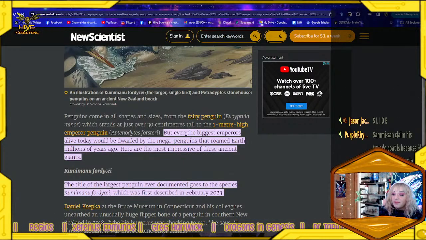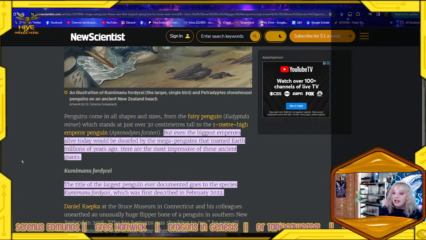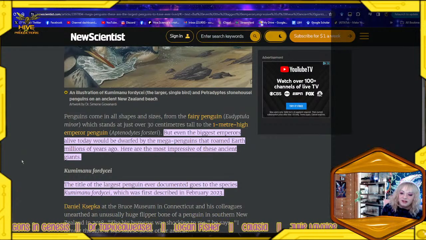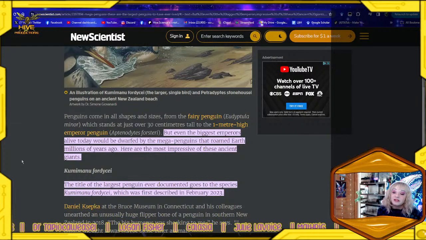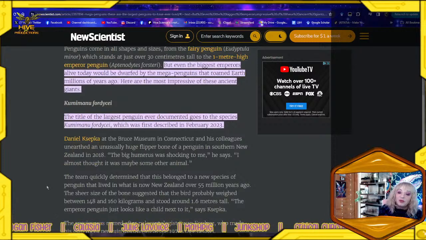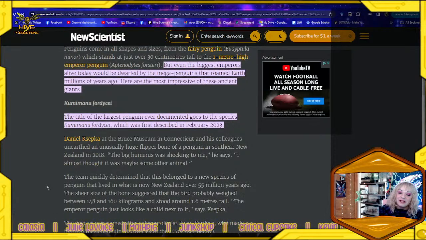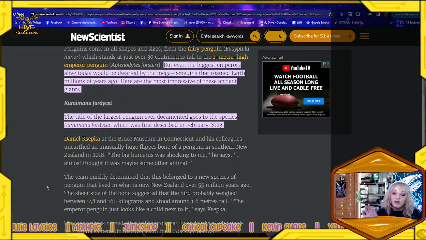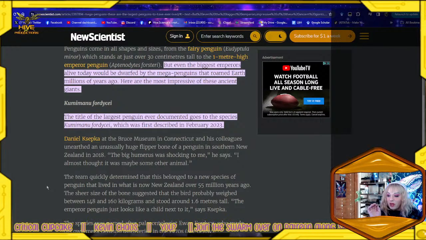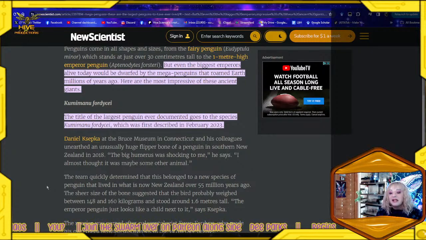Okay, where were we? But even the biggest emperor penguin alive today would be dwarfed by the mega penguins that roamed Earth millions of years ago. Here are the most impressive of these ancient giants. Kumimanu fordycei. The title of the largest penguin ever documented goes to the species Kumimanu fordycei, which was first described in February 2023.